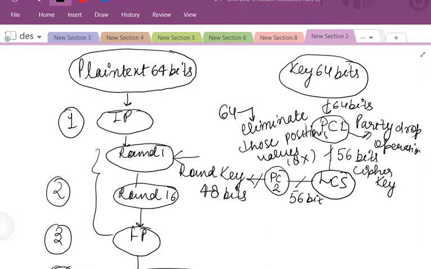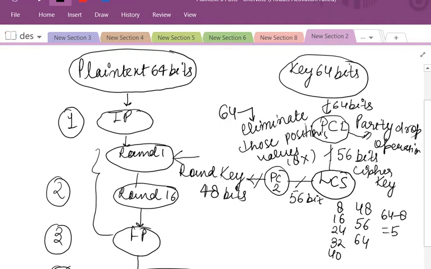So what are the multiples of 8? Multiples of 8 are 8, 16, 24, 32, then 40, 48, 56 and 64. What are the values? 1, 2, 3, 4, 5, 6, 7, 8. So 64 minus 8 equals 56 bits will be generated from this parity drop operation.